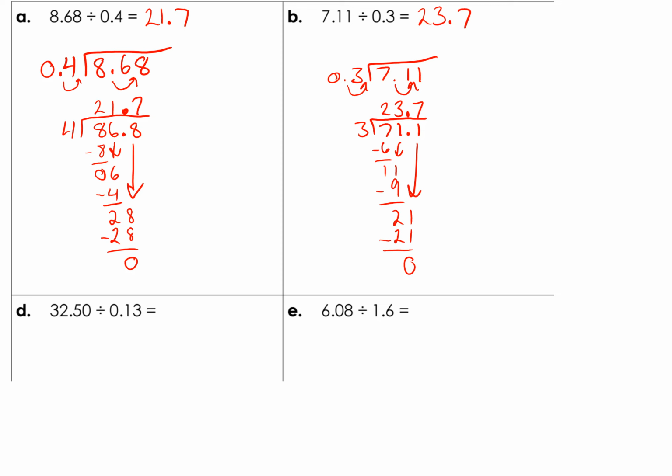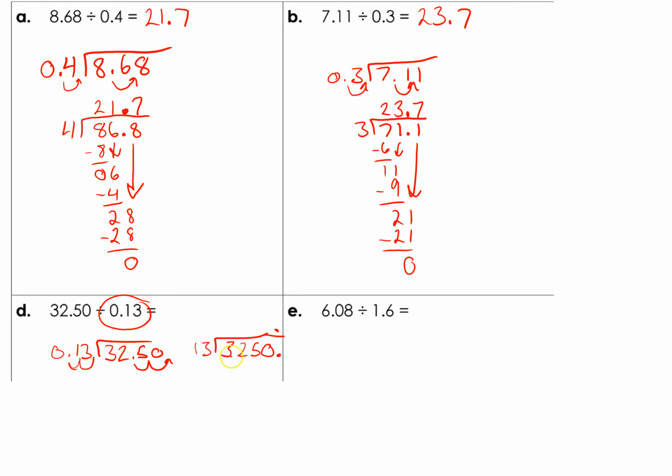Okay, moving down to the bottom. Again, the second number is what goes on the outside. 0.13 into 32.50. To get rid of this decimal, I got to move it over twice. So I move the decimal inside over twice. So this now becomes 13 into 3,250. And my decimal is right here, so I bring it straight up.